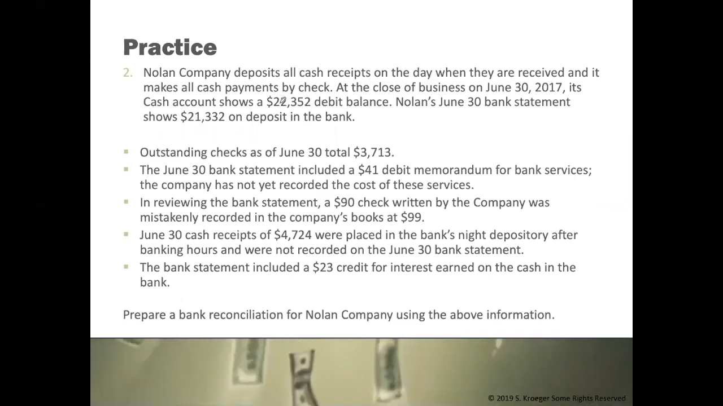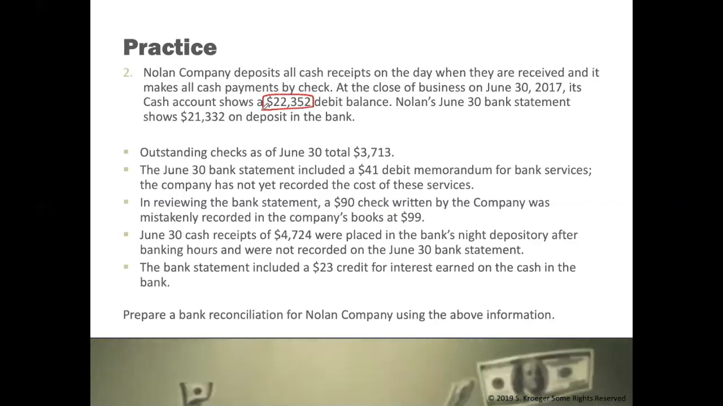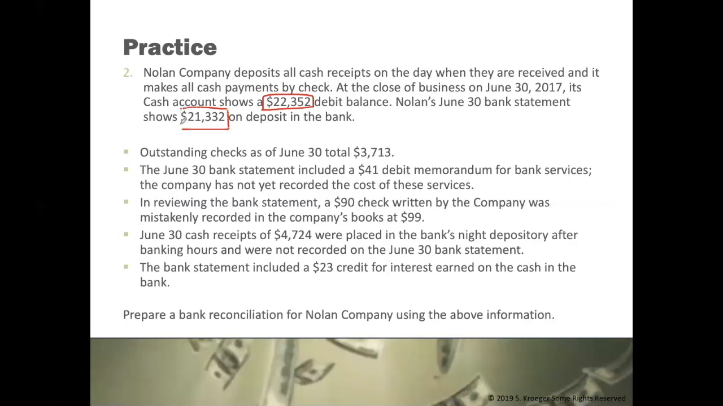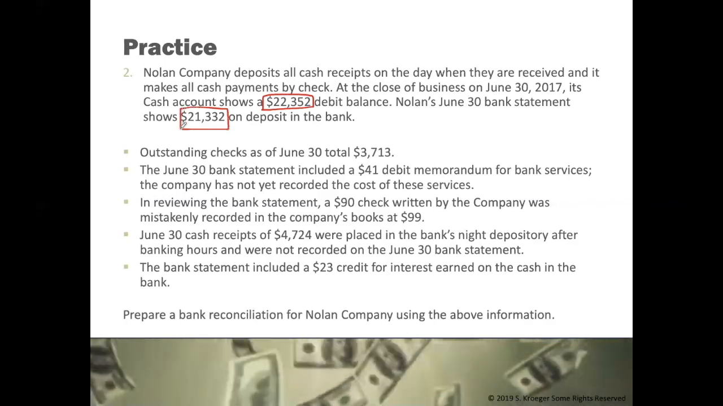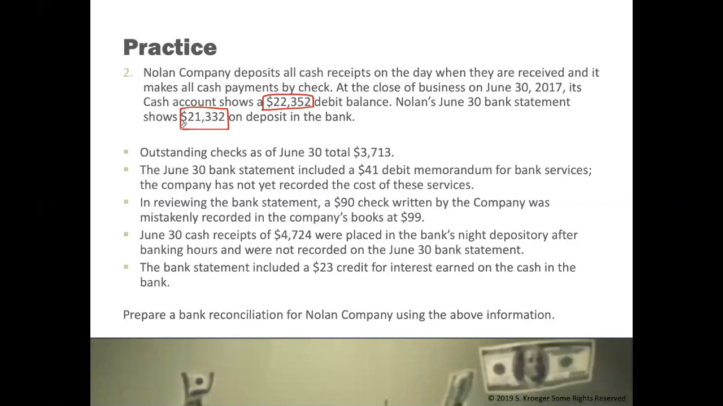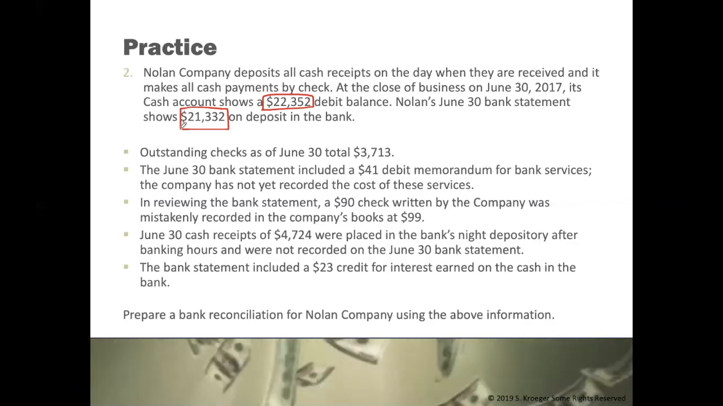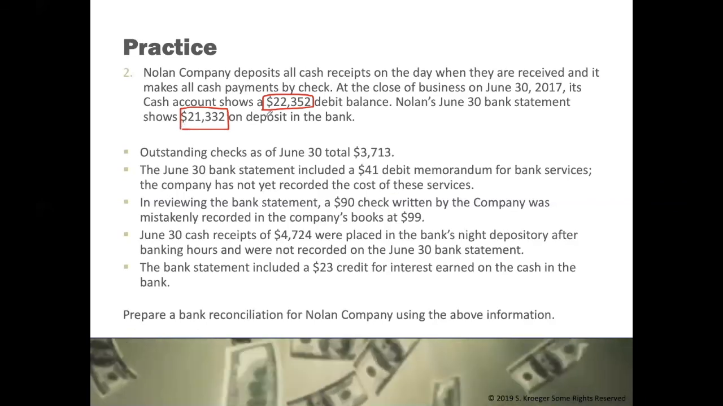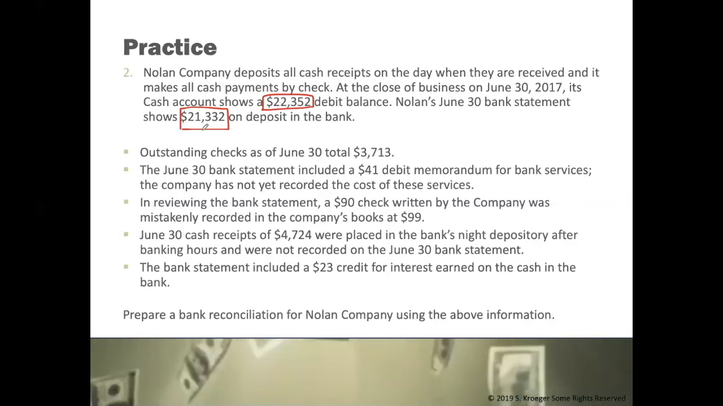This is our starting point. Our ledger shows we have $22,352, but the bank statement shows that we have $21,332. They don't match. Therefore, we need to update both sides here in order to make them match. We'll start by putting these two balances in for the book balance and then for the bank account balance.